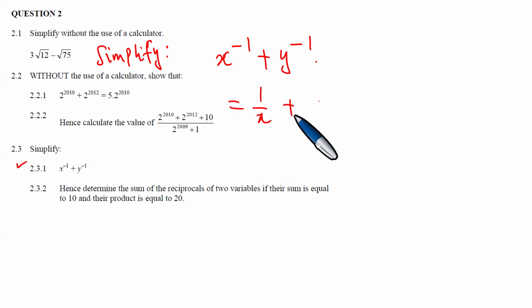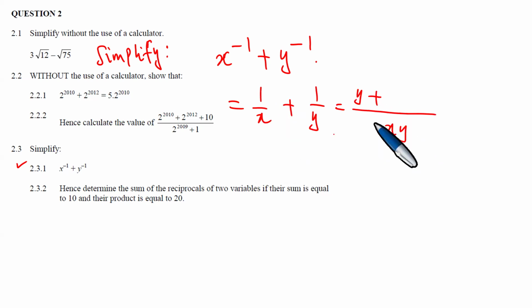So here you have x and then you have 1 over y. Here you're going to take the LCD, xy. So you have xy divided by x, which is y, times 1, giving y. Then you have xy divided by y, and you get x, and x times 1 is exactly x. So the answer is y plus x over x. That is the answer.